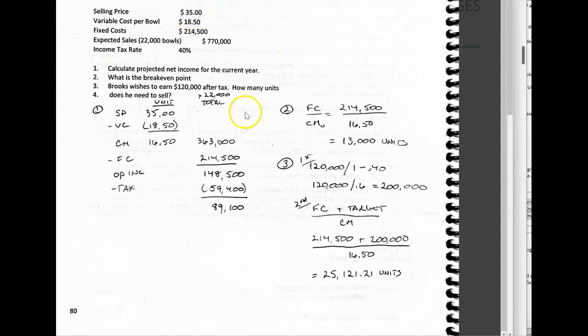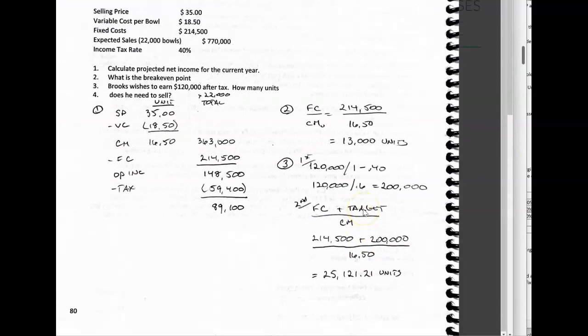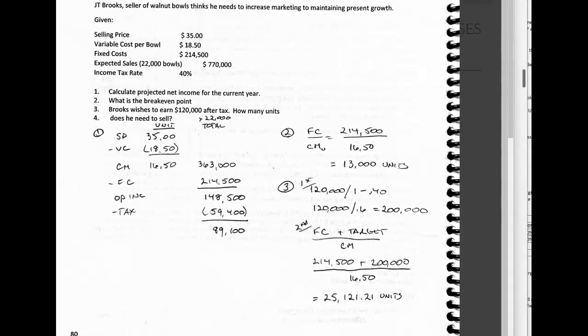Okay, so let's take a look at the problem. J.T. Brooks is a seller of walnut bowls, and he thinks he needs to increase his marketing to maintain present growth. So we've got a selling price of $35, a variable cost per bowl of $18.50, and fixed costs of $214,500. They expect to sell 22,000 bowls, so that would be sales of $770,000, and we've got a tax rate of 40%. The first job is to figure out your projected net income for the current year.